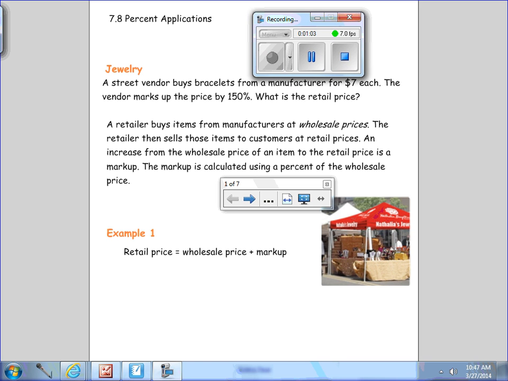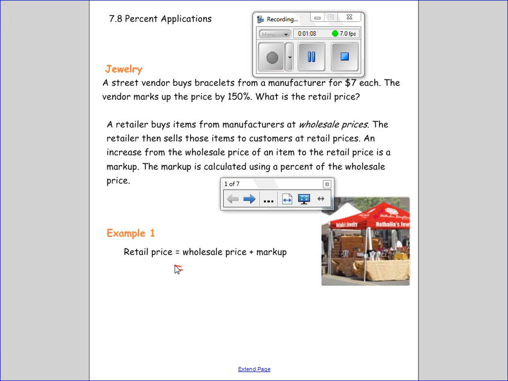So in our example, we're going to determine what the retail price is. You take the wholesale price, which is $7. And then in our example, it says he marks it up 150%. So we're going to add that to 150% times 7. Then, of course, I'm going to bring this down. We're going to do 1 5/10 times 7. Then 7 plus 1 5/10 times 7 is 10 5/10.